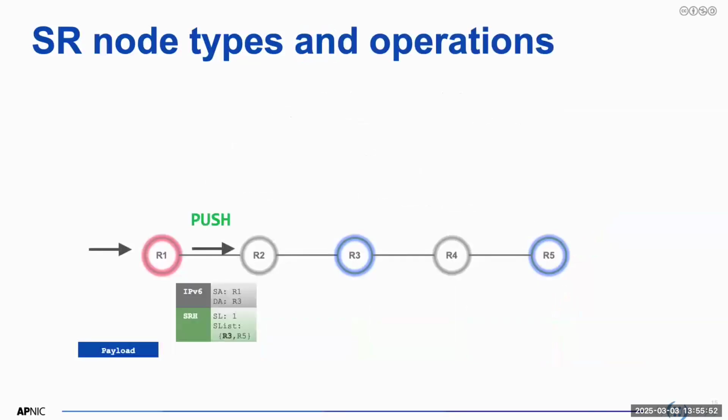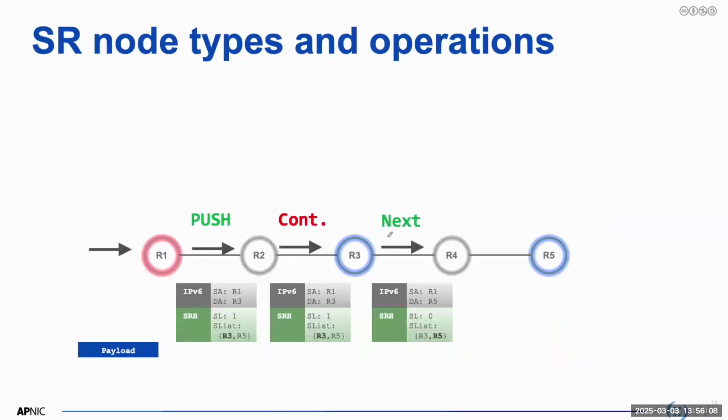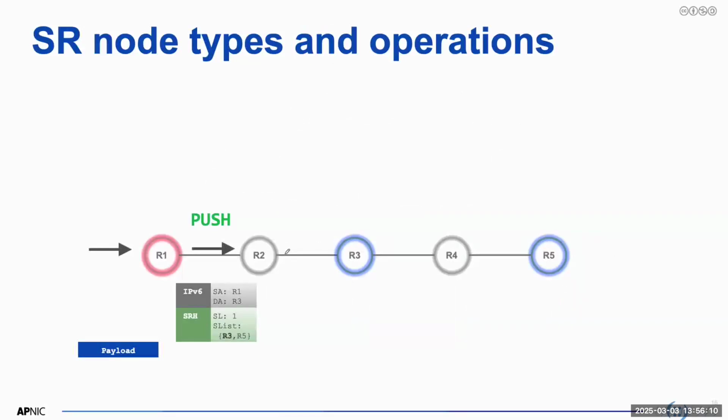So just to revise what are the different operations each node does. The first node, the initial node, will do the push operation. In case of push operation, it needs to attach the segment routing header. And the other node, R2, actually does not find its own IP address within the segment list, so it just needs to continue forwarding the packet.